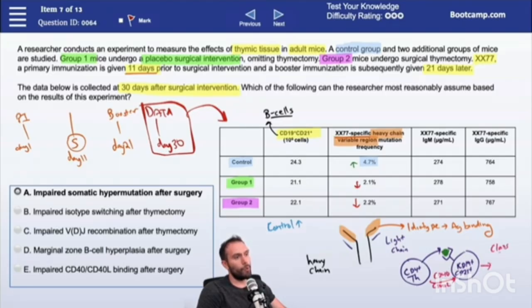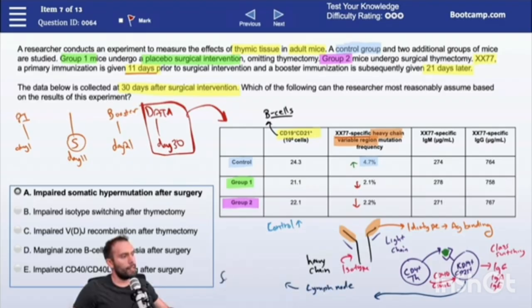Class switching, which would change not the idiotype of the antibody, but the isotype. That's going to change the heavy chain here, in the constant region, so that we can make things like IgG, IgA, or IgE, right? So that's one thing that can happen. The other thing that can happen is this CD19, CD20, CD21 positive B cell can go to the lymph node, right? It can head to the secondary follicles, right?